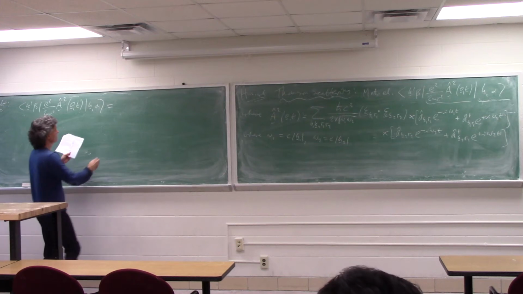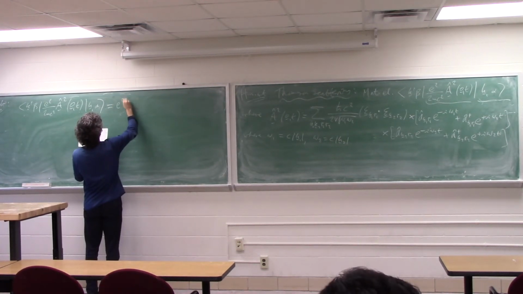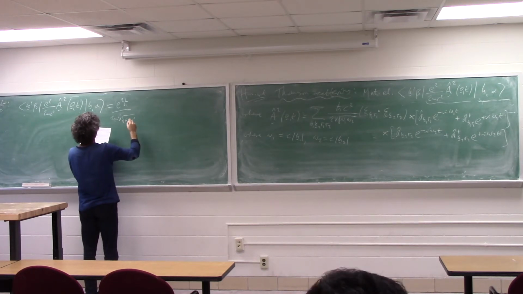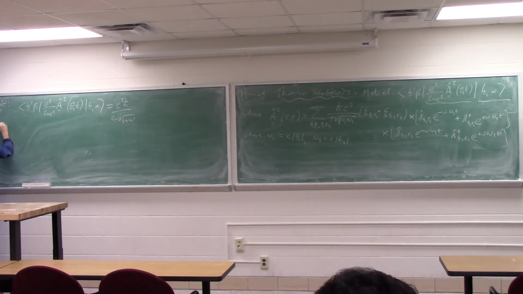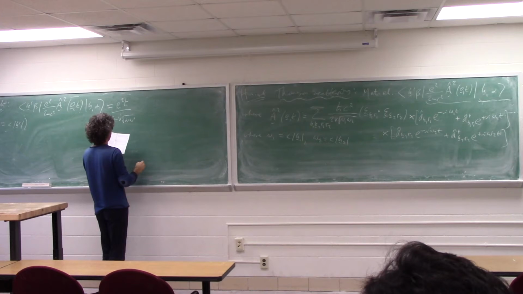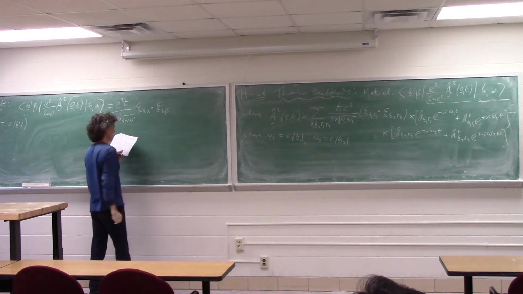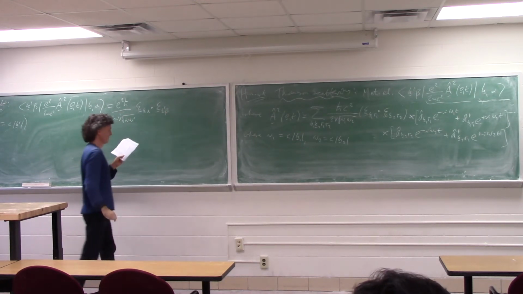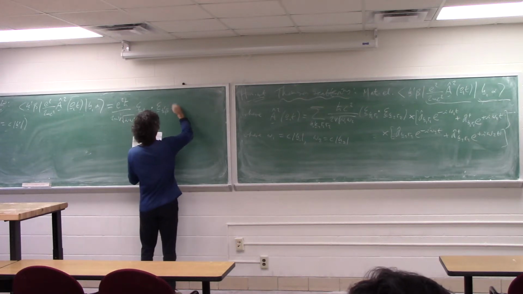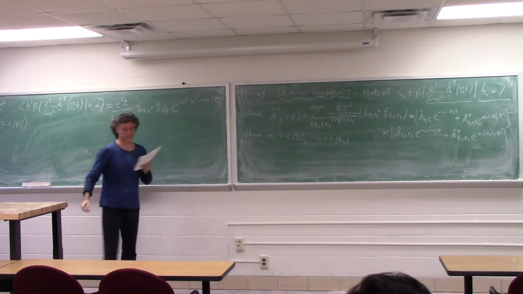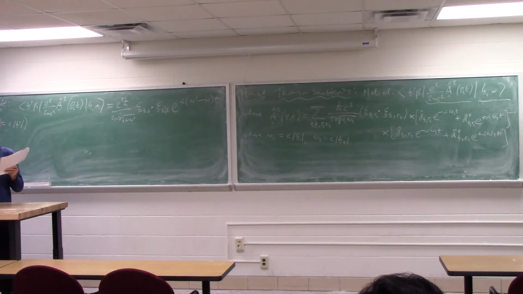The matrix element comes out to be e squared h bar divided by 2mV square root of omega prime, where of course omega prime is c times the modulus of k prime, times epsilon k alpha dotted with epsilon k prime beta e to the i omega prime minus omega t. Okay, you can work that out.